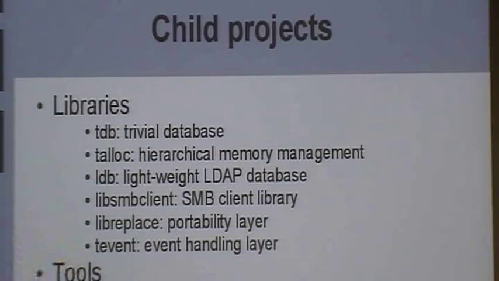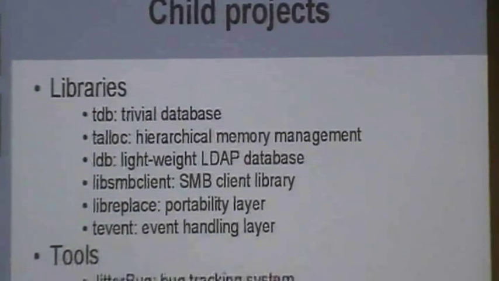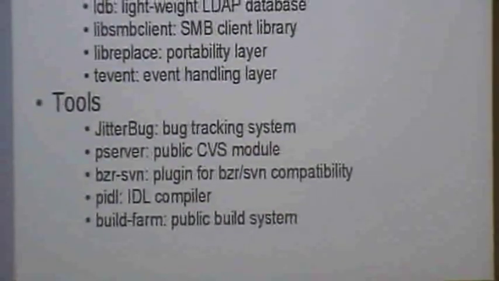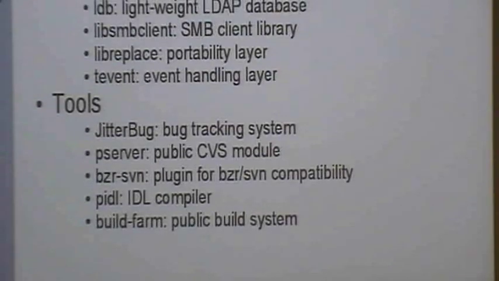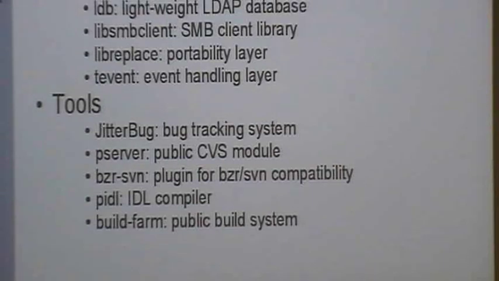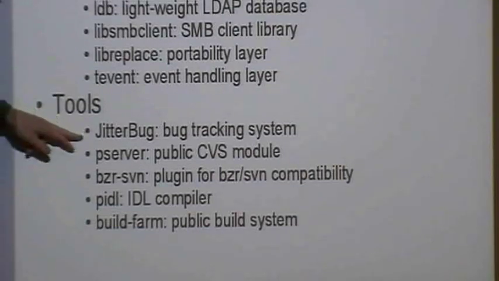Tevent is also quite new. It's an event handling layer for C programmers, and that's used by a couple of projects, most notably CTDB, which uses it extensively. CTDB is a clustered version of TDB that's used to create sophisticated clustered transactional databases. So, various tools that have come out of the project: the Jitterbug bug tracking system, which is pretty much defunct now. The pserver public CVS module, to try to make anonymous CVS more secure, is completely redundant now because people are not really adopting CVS much anymore.